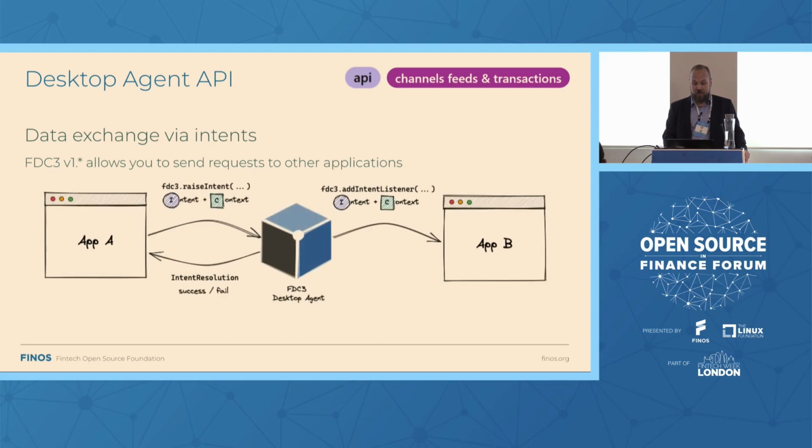You do it by raising an intent, which the desktop agent will resolve. It will send it on to another app. It might be that there's just one app available, or it might show up a resolver allowing the user to pick an app. But ultimately, it will deliver the intent and context over there. And at the same time, it's going to send back an intent resolution to your app so you know where it went, that you actually found something and who's dealing with it.